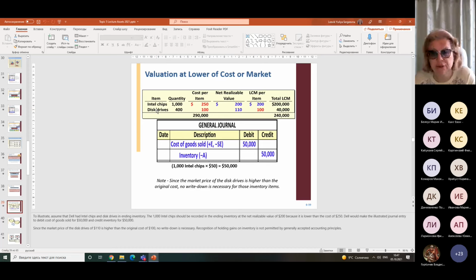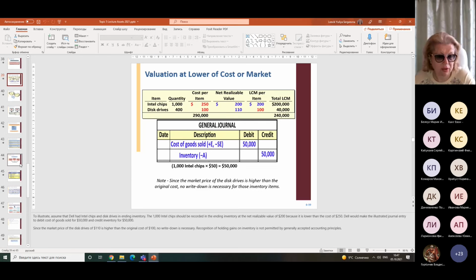For example, in this case, we have Intel chips and disk drives. We compare. In the first case, we take the net realizable value. In the next, we take cost, compute the total, and then adjust. Please remember that the adjustment for this holding loss should be calculated based on all assets, all items in inventory, and then finally we put this amount in the cost of goods sold. So what else do we have here?